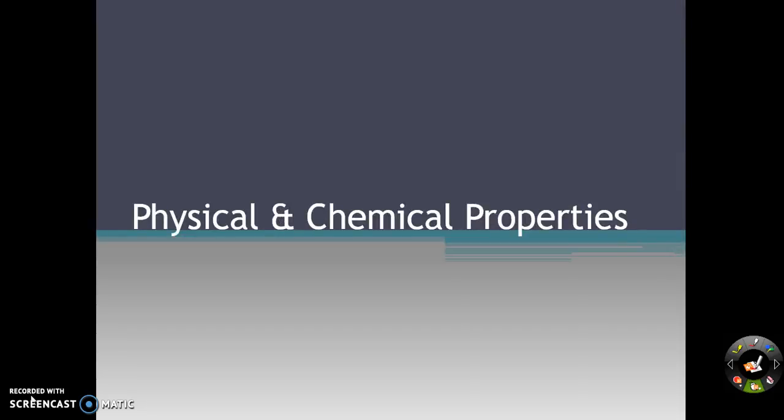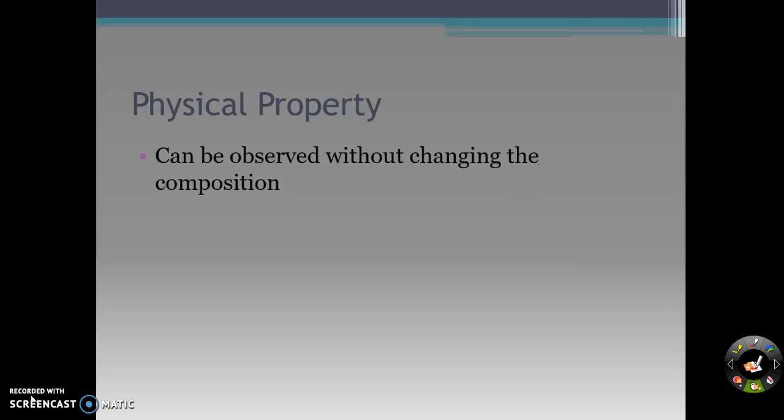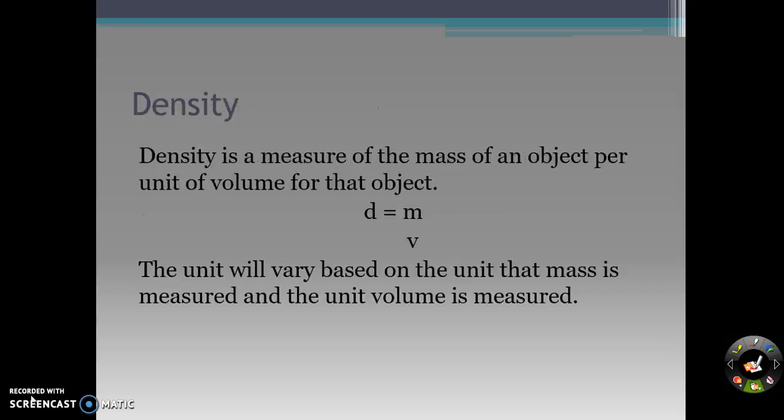Now, physical and chemical properties. A physical property can be observed without changing the composition. So if you just note the color of something, you didn't change what it was. Melting point. You're not changing what it is by figuring out what temperature it melts at. Its density, odor, color, those are all physical properties. Density is a physical property.